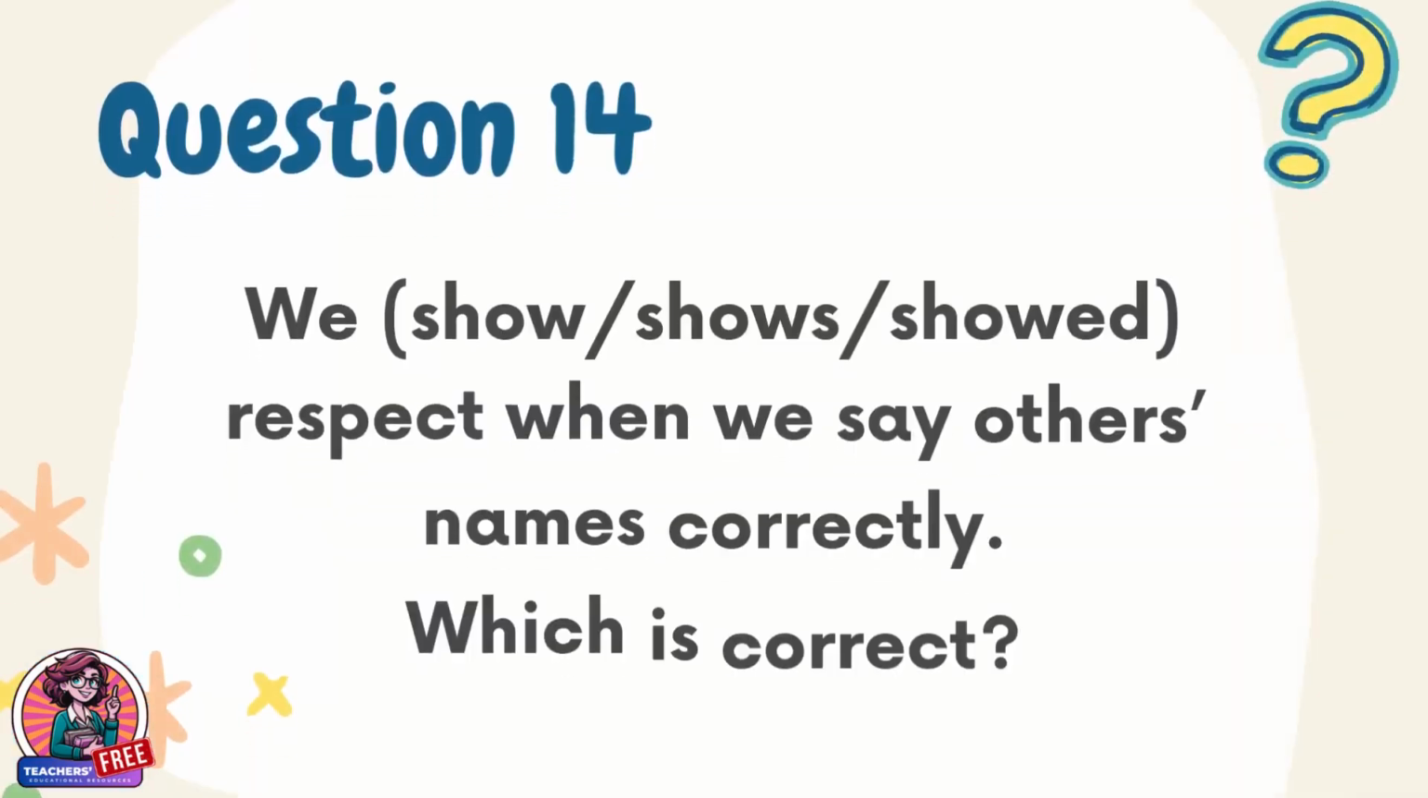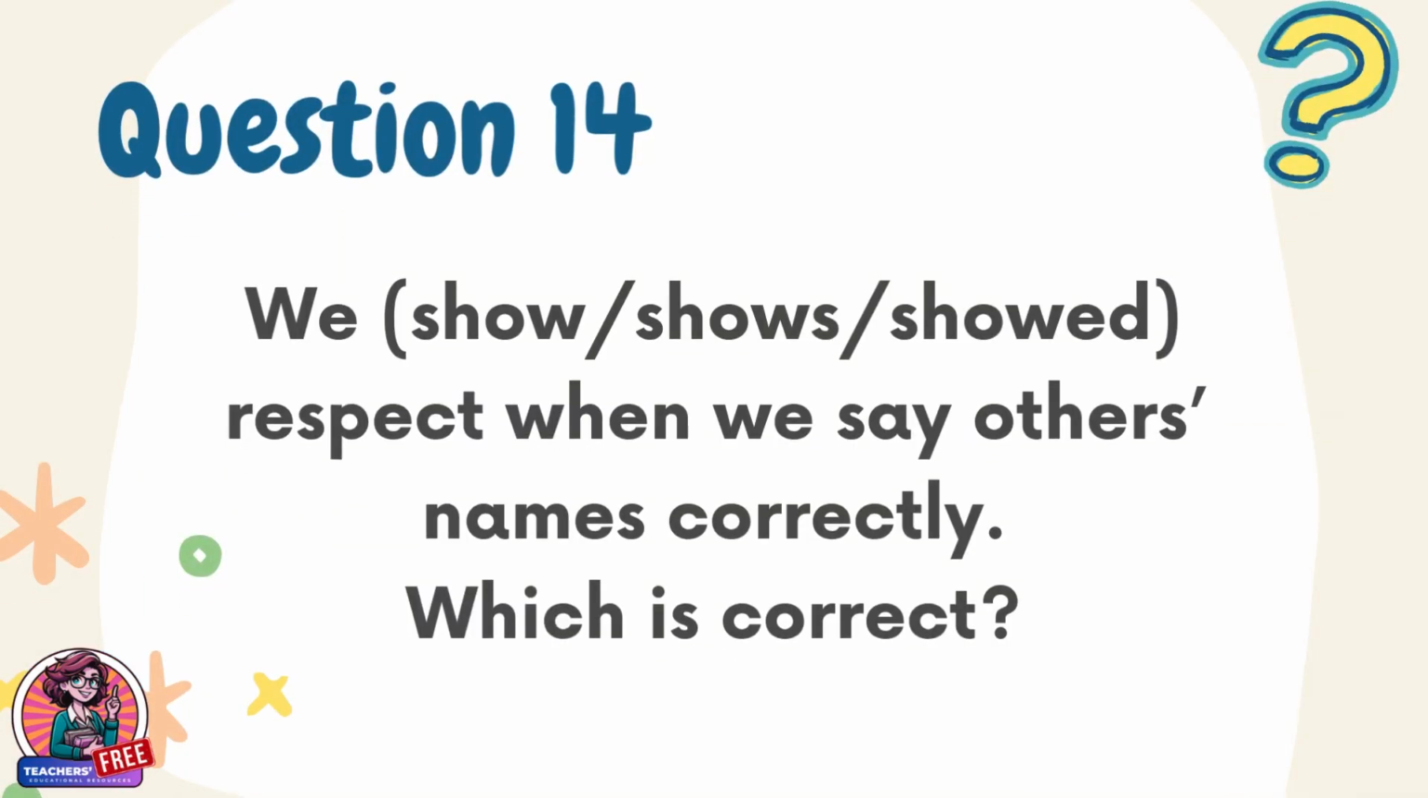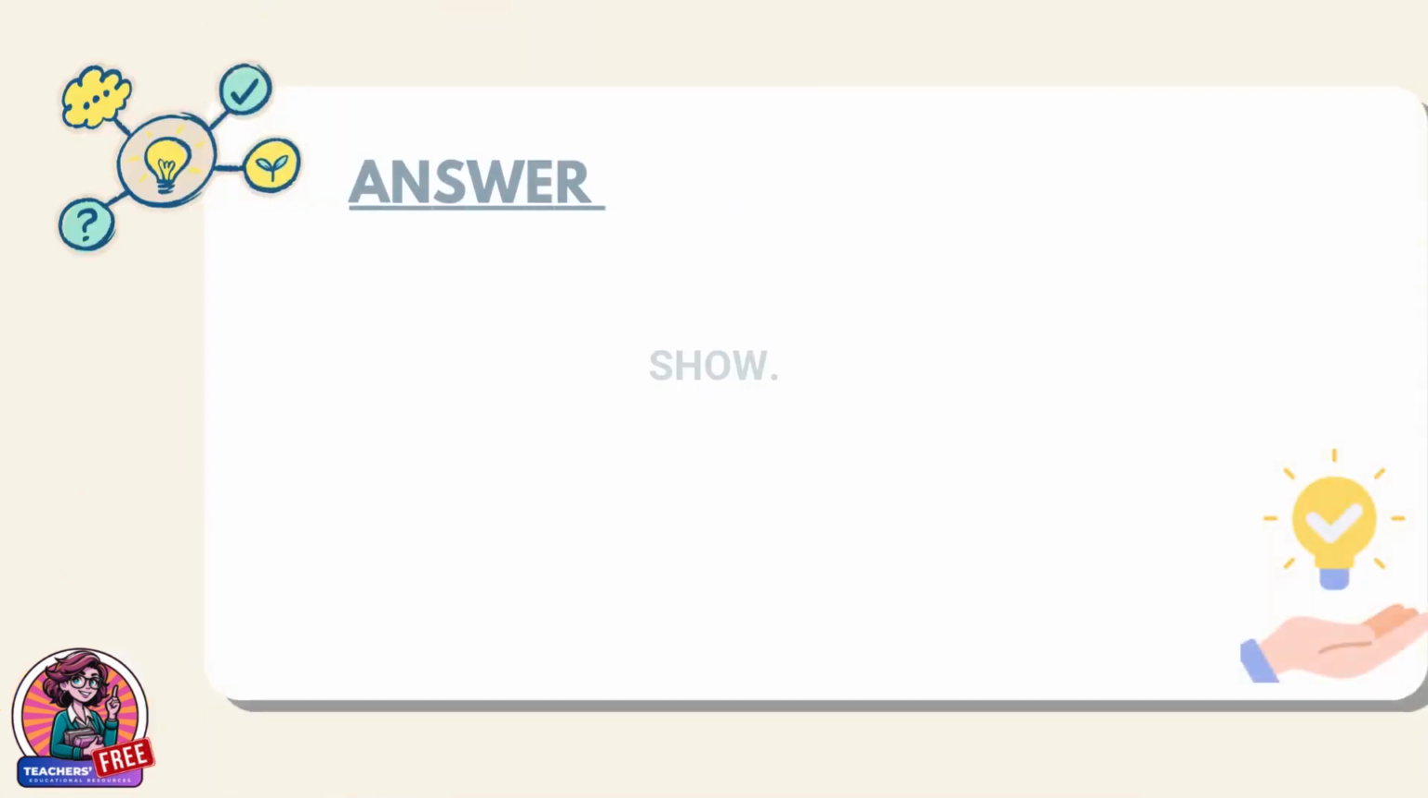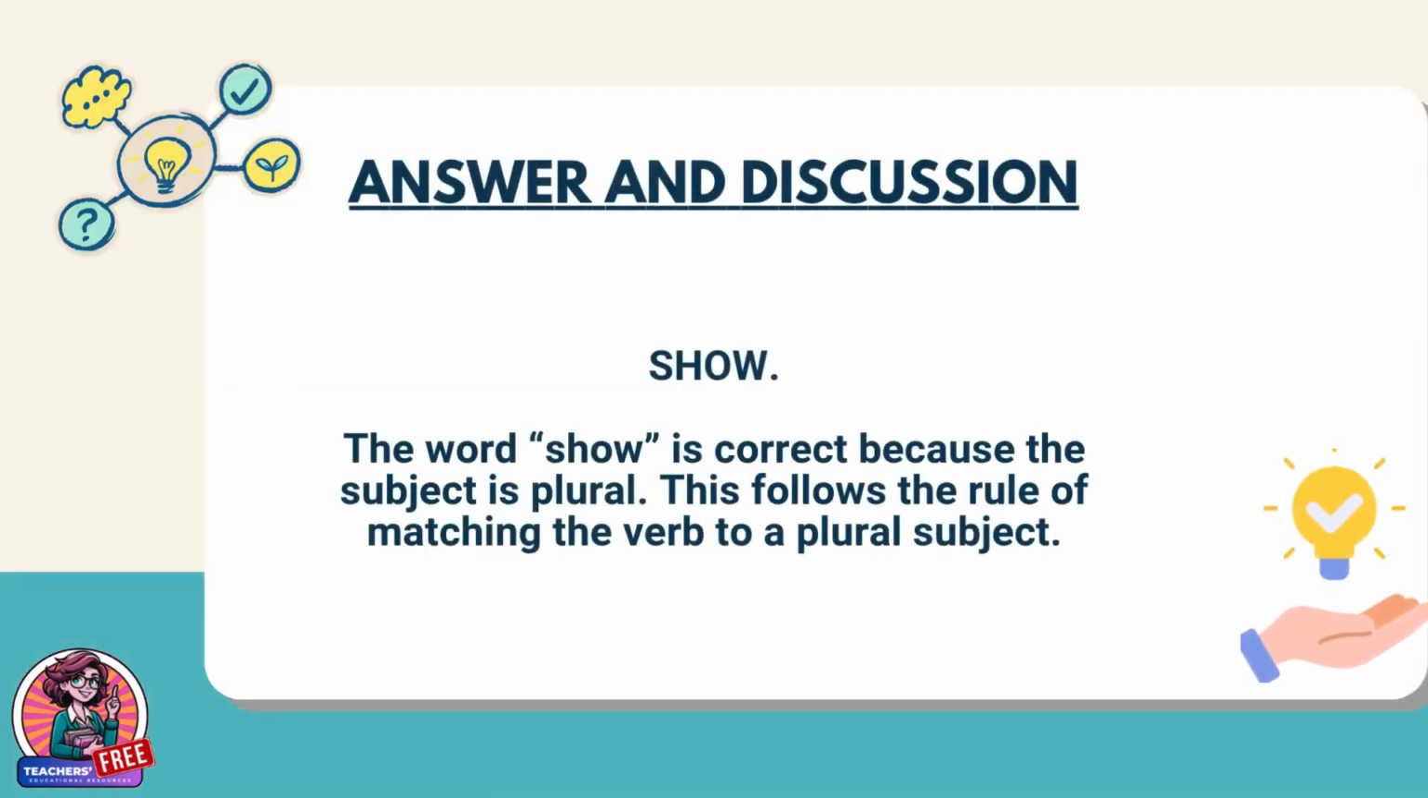Question 14. We show, shows, showed respect when we say others' names correctly. Which is correct? Answer: show. The word show is correct because the subject is plural. This follows the rule of matching the verb to a plural subject.